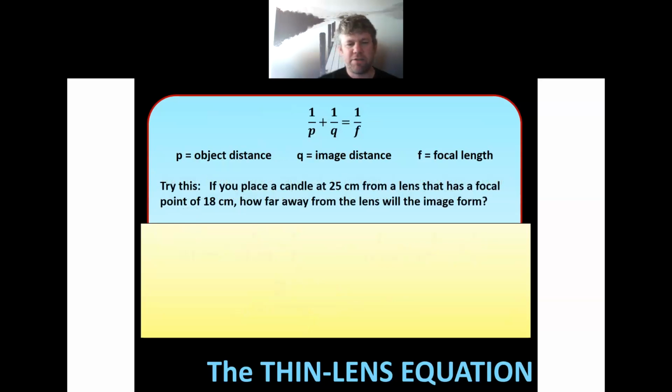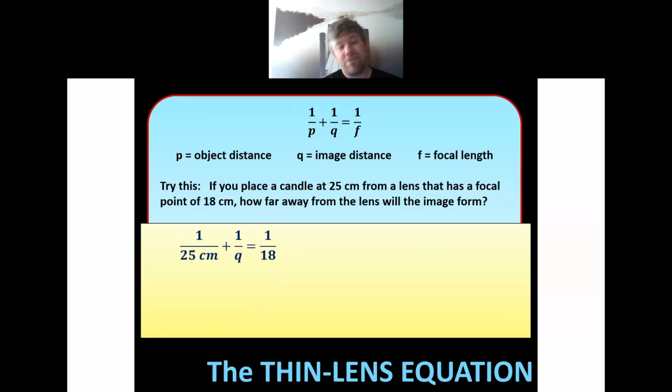Okay, second one, just try this one out. This one has slightly different numbers, so we'll be able to show how to do it without the lowest common multiple or whatever denominator thing it's called. You place a candle at 25 centimeters from a lens that has a focal length of 18 centimeters. How far away from the lens will the image form? Notice, it's asking for how far away the image will form. That's my image distance, q. If I place that candle at 25 centimeters, that's my object distance. If it has a focal point of 18 centimeters, that's my focal length. So when I set this up, I'm looking for the image distance.